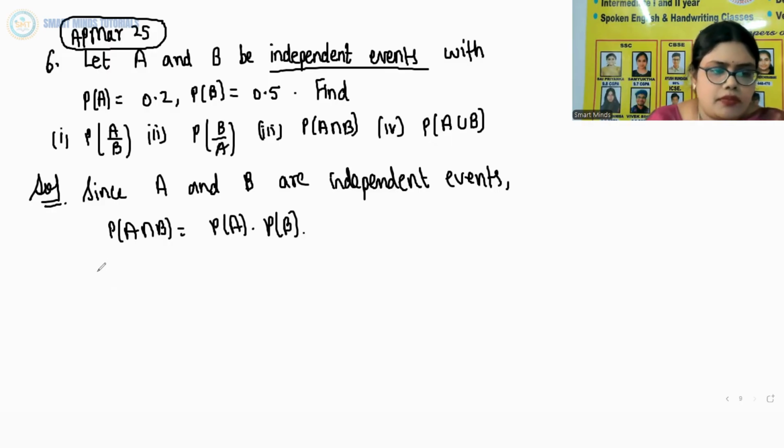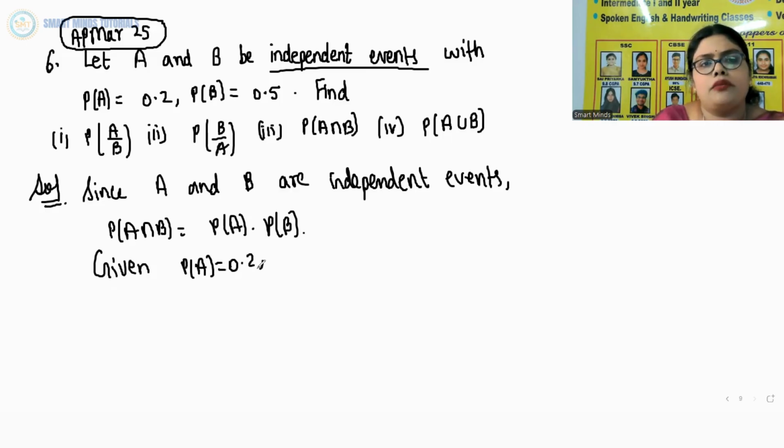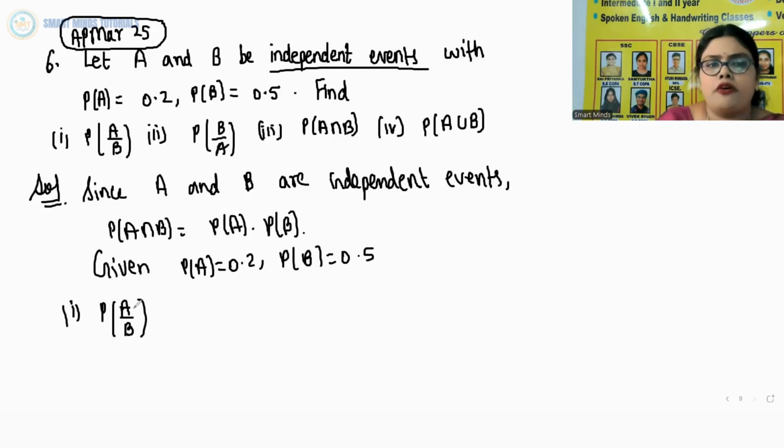Now, what is given to us? P of A is equal to 0.2. P of B is equal to 0.5. Now first bit, what is P of A by B? A by B means B has already occurred. You are checking for the probability of A.